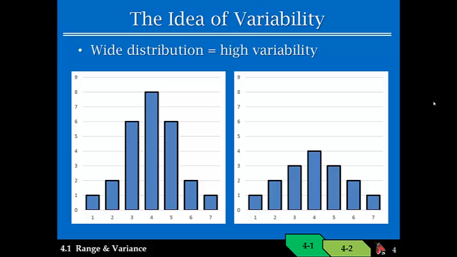Here we have two different frequency distributions. On the x-axis, we have raw scores. In this example, we have 1 to 7. That's what these scores range on, whatever hypothetical variable we have. And on the y-axis, the vertical axis, we have 0 to 9, and these are frequencies.